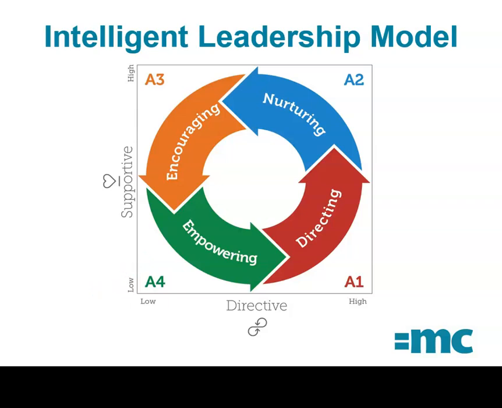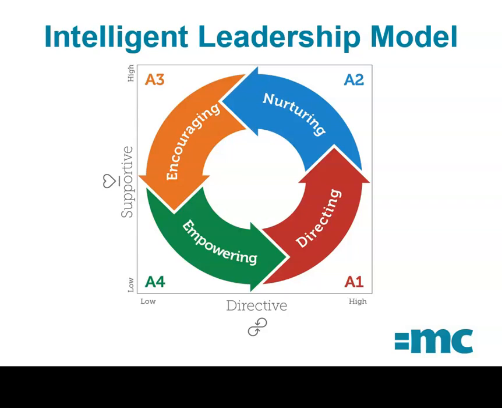Each of these quarter slices is represented by an arrow leading anti-clockwise to the next. So if we start from the bottom right quadrant, the directive style, this leads anti-clockwise to the nurturing style, followed by the encouraging style, and then on to the empowering style, and then finally back into the directive style. We'll go through each style in a moment.